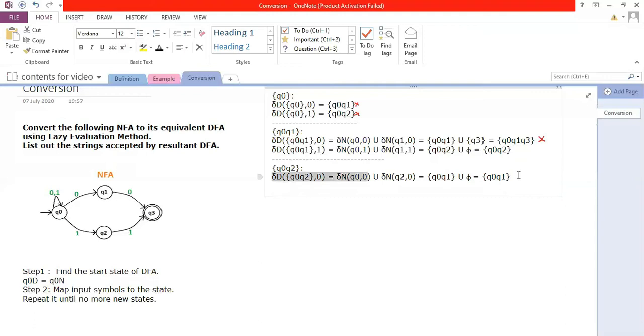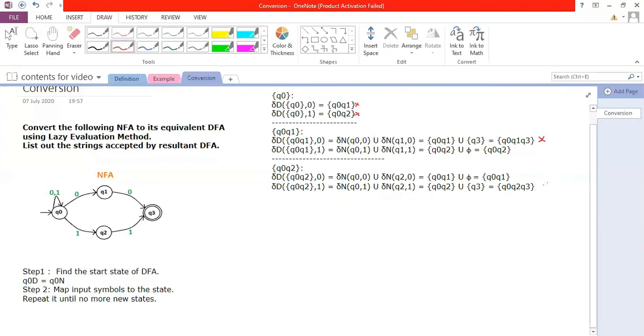Then check for delta D Q0, Q2 with 1. Observe now very carefully. Q0, Q2 with 1 is Q0 with 1 as well as Q2 with 1. Q0 with 1 is Q0, Q2, union. What is the transition from Q2 with the input symbol 1? It is Q3. Now we have to combine this, so it is Q0, Q2, Q3. Is it clear? I think so. Now observe, we got a new state, that is Q0, Q2, Q3. So I just mark this. Clear?